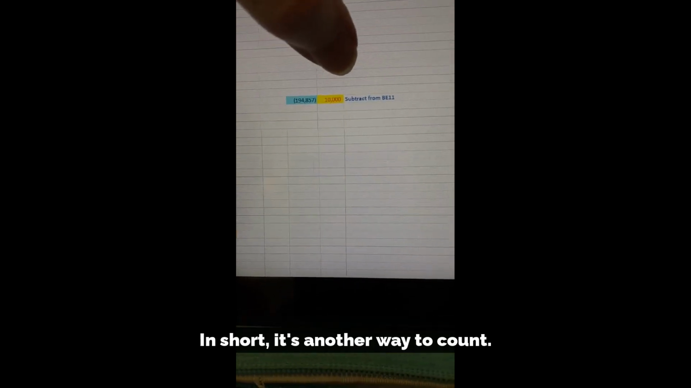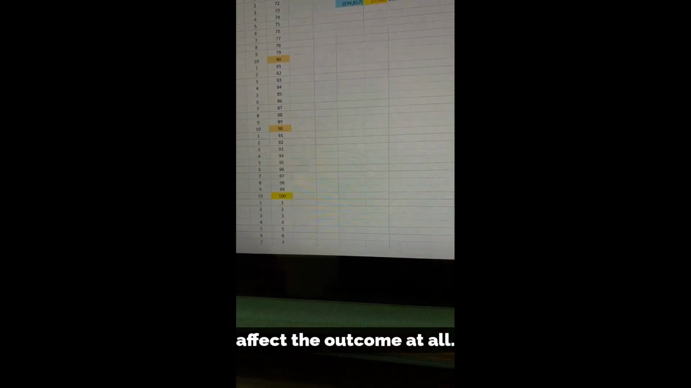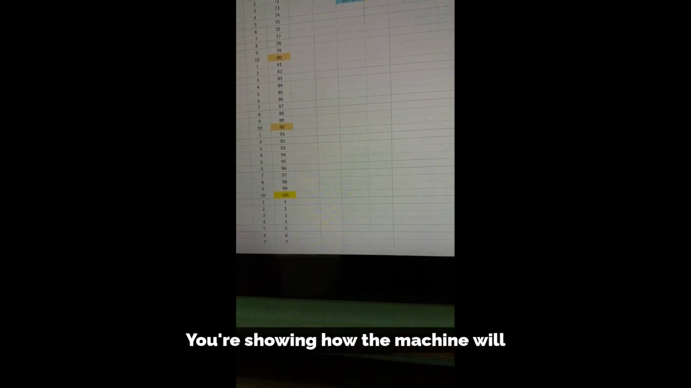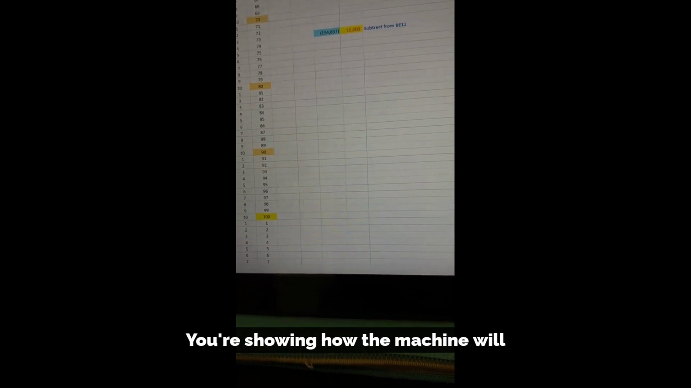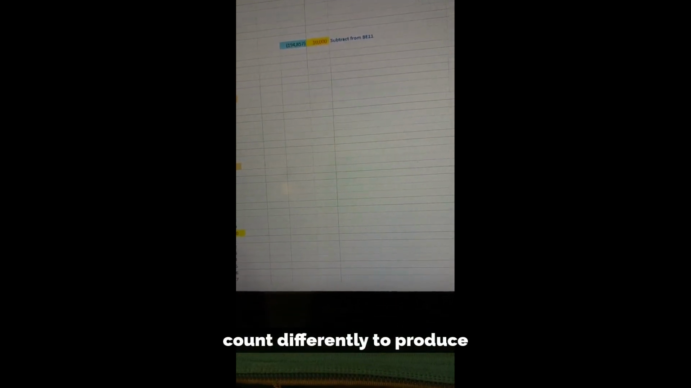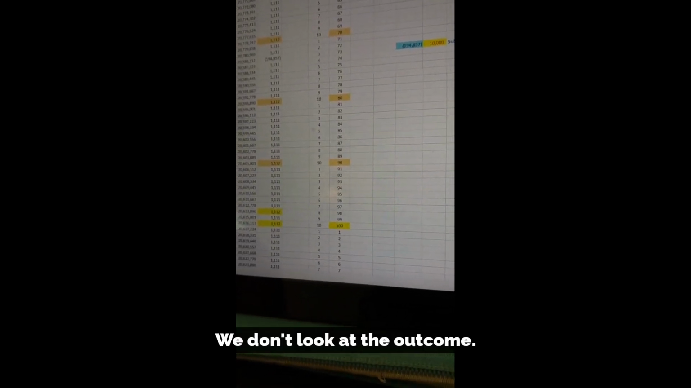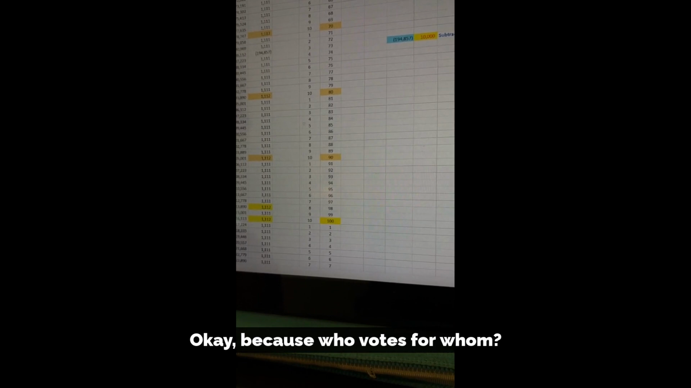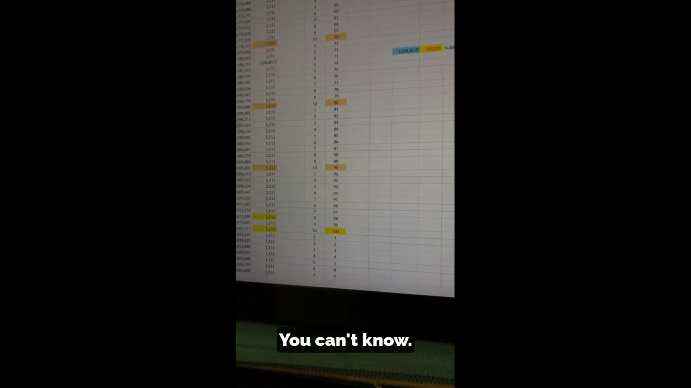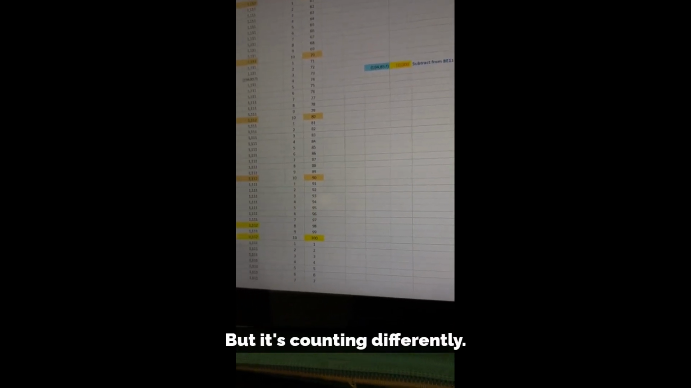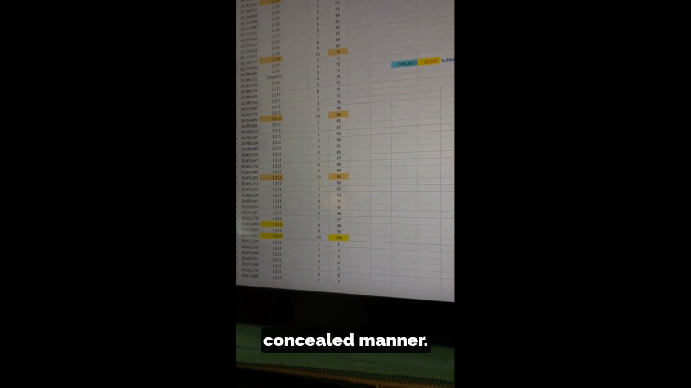In short, it's another way to count. So you're not saying this doesn't affect the outcome at all. You're showing how the machine will count differently to produce a different outcome. We don't look at the outcomes, because who votes for whom, you can't know that. But it's counting differently. It's counting in a very concealed manner.